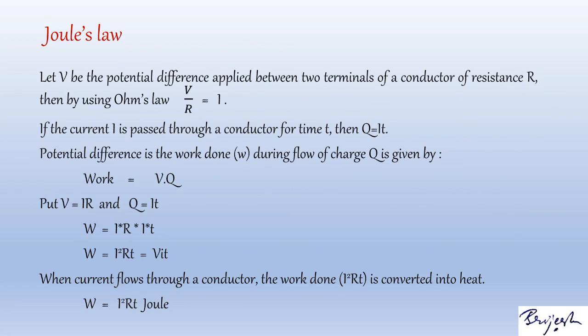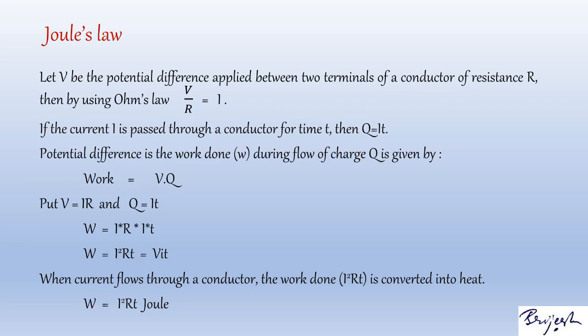Let us find out what Joule's law is. Let V be the potential difference applied between two terminals of a conductor of resistance R. Then by Ohm's law, obviously we can write V upon R equal to I. So if current I is passing through the conductor for time t, then Q is equal to I t. We have already discussed this.